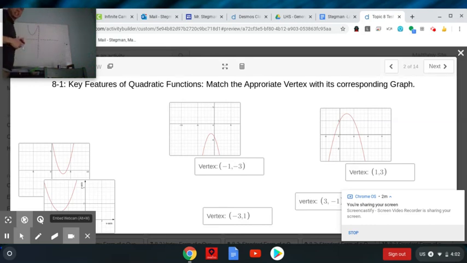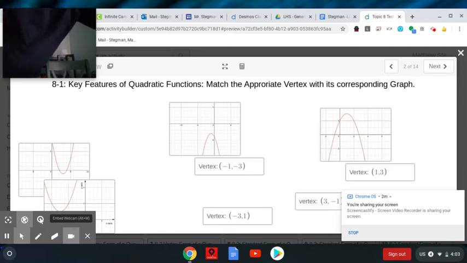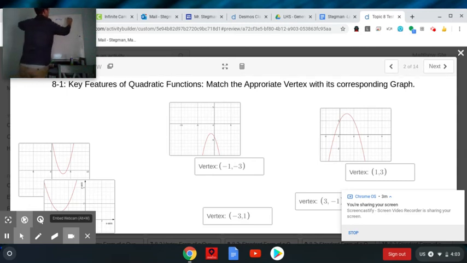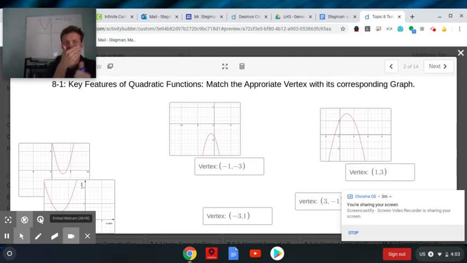On this first page, the only feature that we're paying attention to is the vertex. Remember, the vertex is either the lowest or the highest point on the graph. It's the point where the graph changes direction. Here my vertex is this point right here, which is the point -3, 2. On this first page, what you're looking at is we're trying to match up all of the specific vertices with their graph. So just taking one graph at a time.